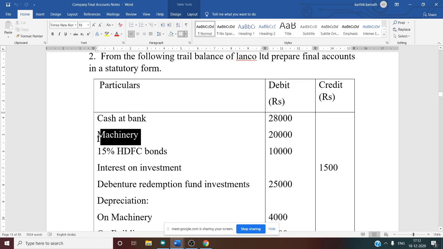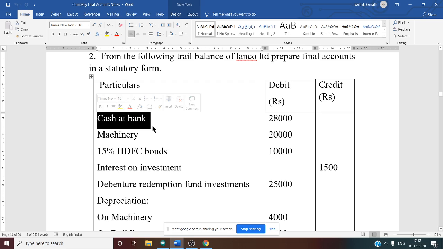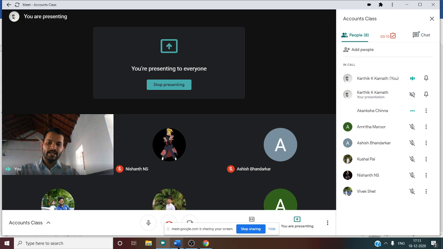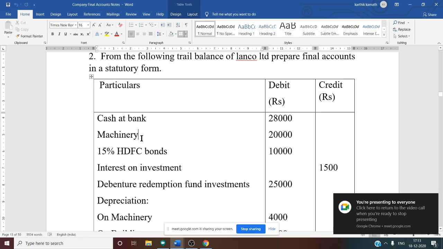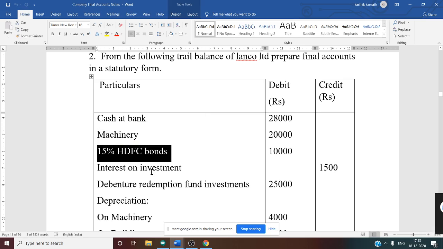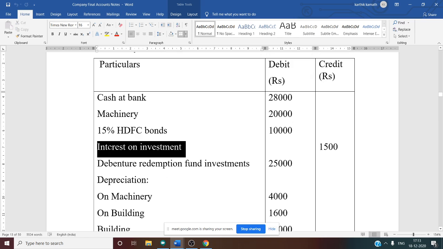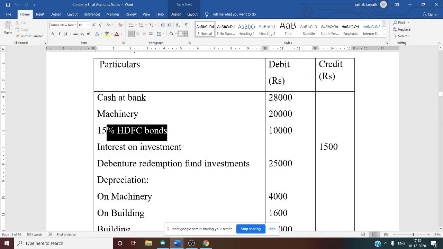Then machinery is a fixed asset. Under fixed asset you are going to write this information. Cash at bank may be working note number 19. And if you see machinery, that is fixed asset, it is working note number 11. 15% HDFC bonds, it is one kind of investment, and there is no other information. We'll assume that it is a long-term investment. Working note 12, that is non-current investment. There you have to show this information.